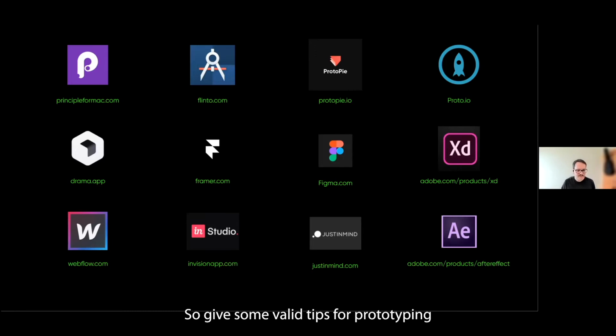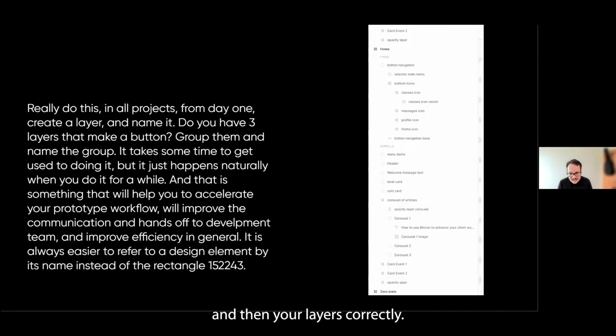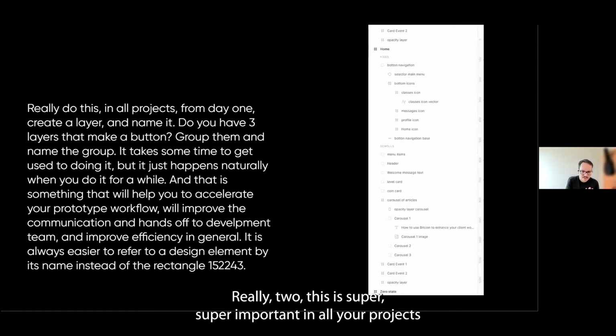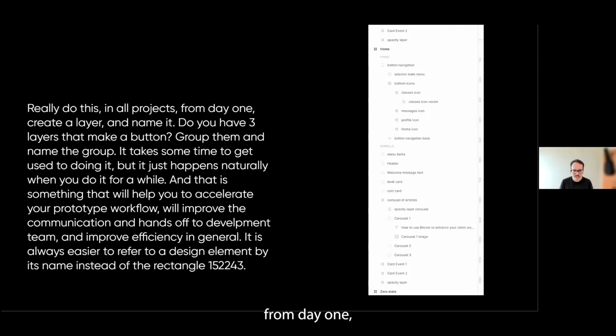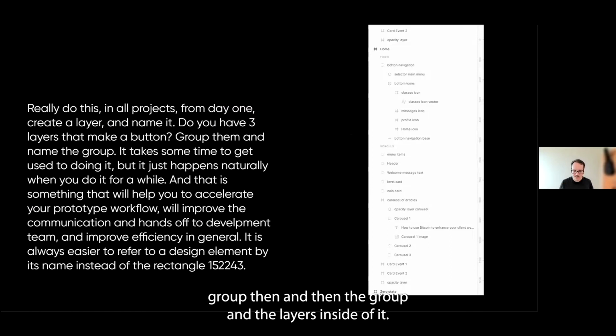So I'll give some valid tips for prototyping and motion and InDesign in general. So first, organize and name your layers correctly. Really do this, it is super, super important in all your projects. From day one, create a layer, name it. You have 3 layers that make a button, group them and name the group and the layers inside of it.